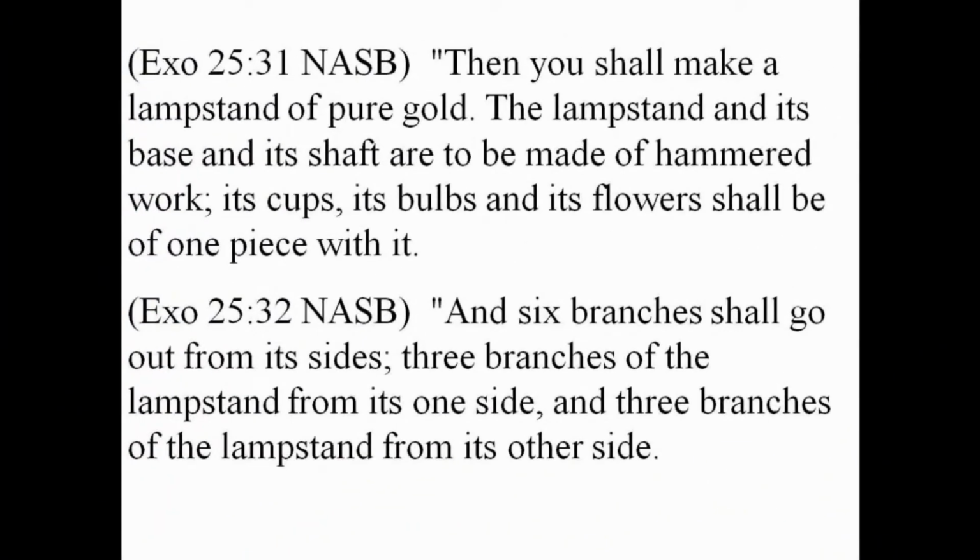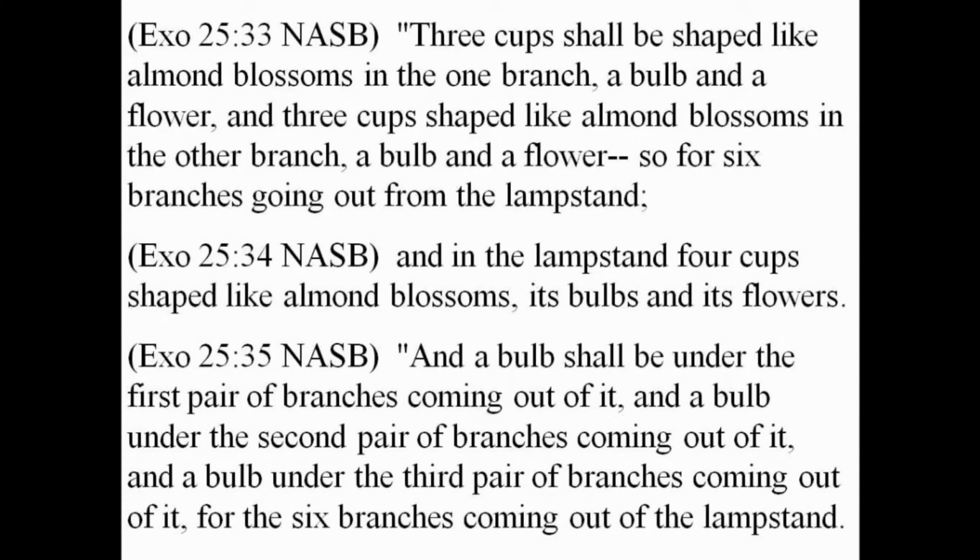The lampstand and its base and its shaft are to be made of hammered work. Its cups, its bulbs, and its flowers shall be of one piece with it. And 6 branches shall go out from its side. 3 branches of the lampstand from its one side, and 3 branches of the lampstand from its other side. 3 cups shall be shaped like almond blossoms in one branch, a bulb and a flower, and 3 cups shaped like almond blossoms in the other branch, a bulb and a flower.